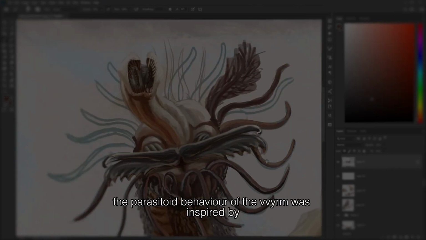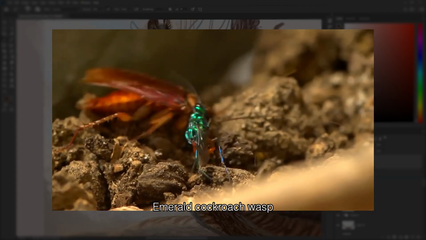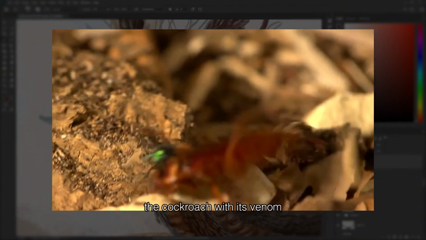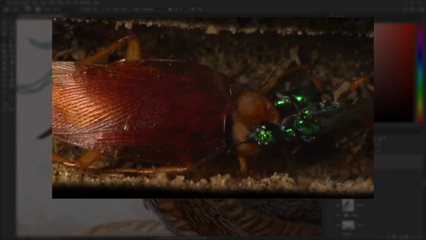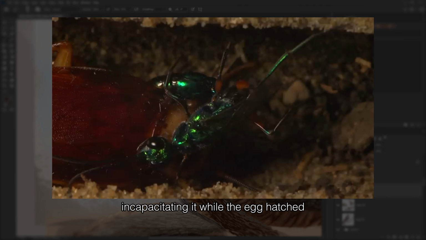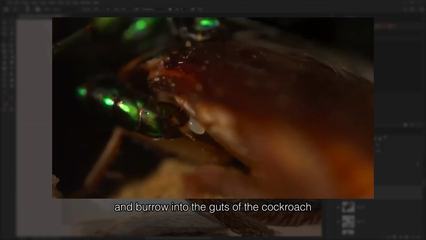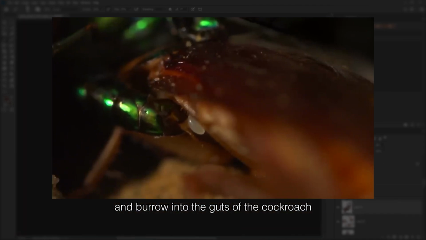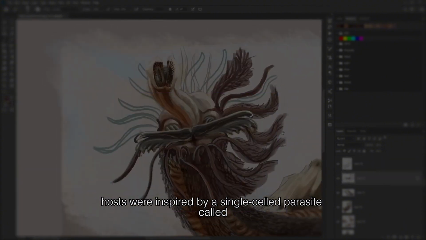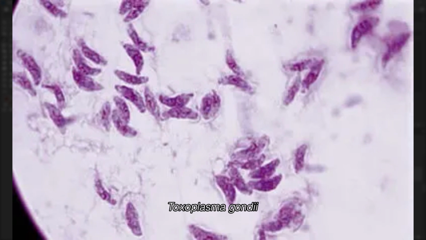The parasitoid behavior of the worm was inspired by the emerald cockroach wasp. The emerald wasp injects the cockroach with its venom and then lays eggs between the roach's legs, incapacitating it while the egg hatches and burrows into the guts of the cockroach. The morbiax hosts were inspired by a single-celled parasite called Toxoplasma gondii.